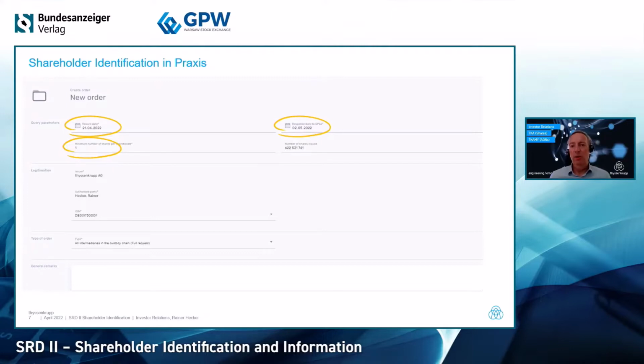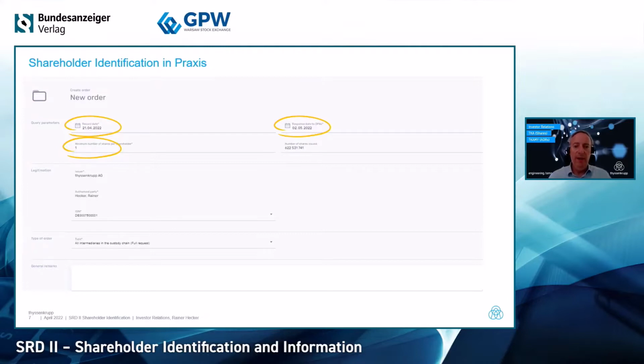And on 2nd of May, you get the responses, and you can be sure that you get responses. And then, of course, a third item you have to choose is whether you would like to have a hurdle rate, whether you would like to have all shareholders identified. So as I did now, I said the hurdle rate is 1. So from the first share onwards, I would like to know who are the shareholders.